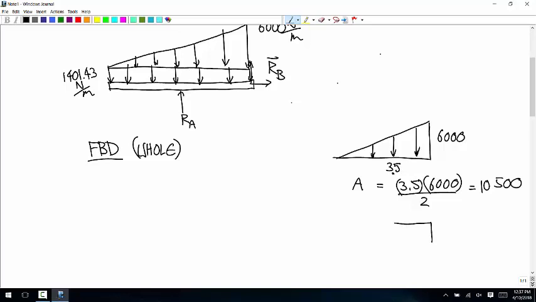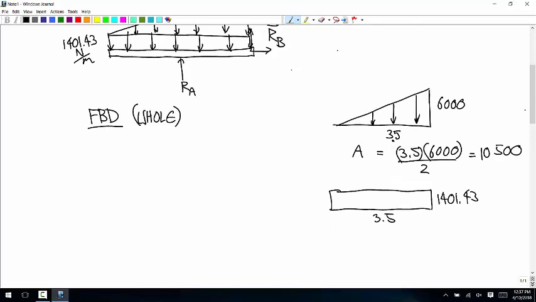And then for the weight force, it's a rectangle with a height of 1401.43. Well, we already know what that is. That's just the total weight. 3.5 times 1401.43 gives us back the original weight of 4,905.